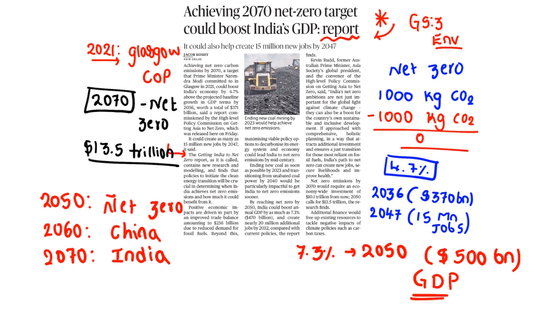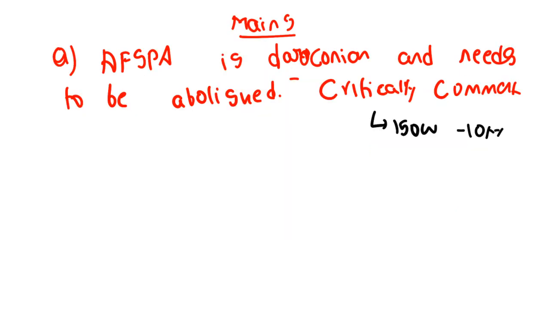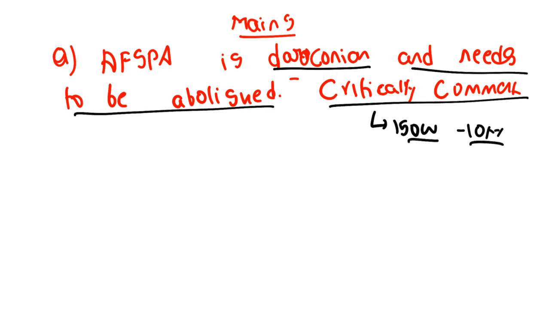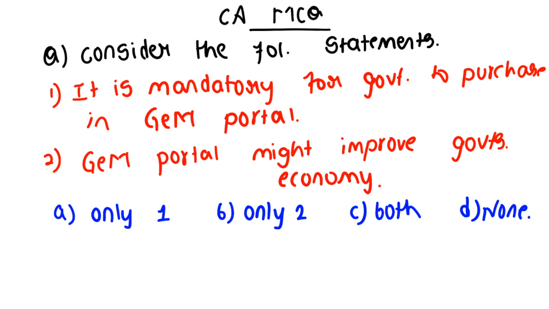Clear? Yes. So check this mains question: AFSPA is draconian and needs to be abolished. Critically comment. This is 150 words, 10 marks. You can write the significance of AFSPA and why this AFSPA needs to be abolished. All these things should be with you. Clear? So this is one of the most prominent and prospective articles also. Clear? Yes. Now check this article.